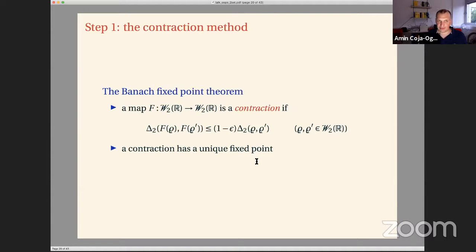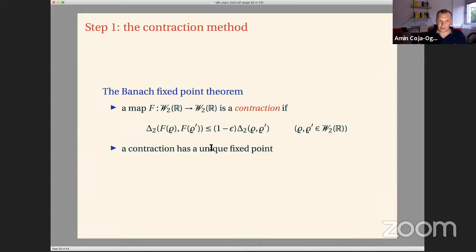And on this space, therefore, we have our favorite Banach fixed point theorem, which says the following: if you have a contraction from this complete metric space into itself, that is a map that decreases distances. So if you put two probability distributions, rho and rho prime, in and apply your map, then the resulting distance is going to be smaller than the distance that you started from. If you have such a map that is a contraction, then this map possesses a unique fixed point.